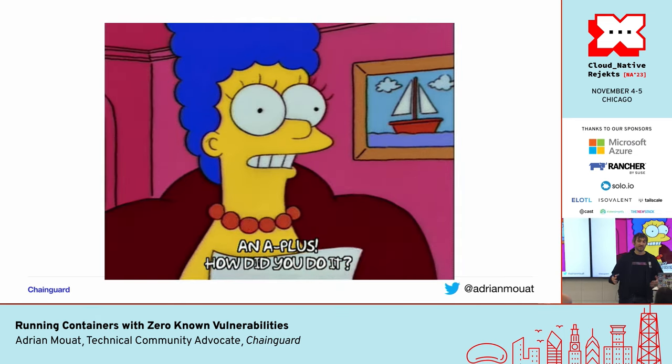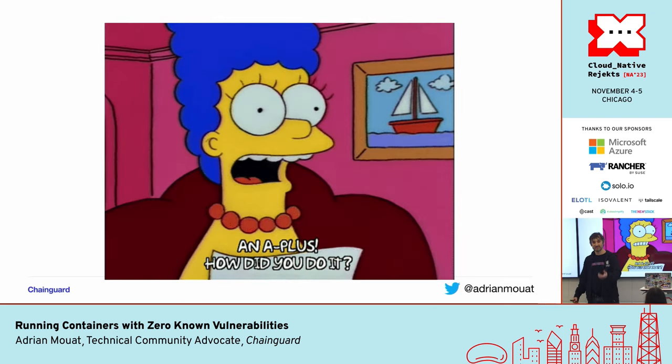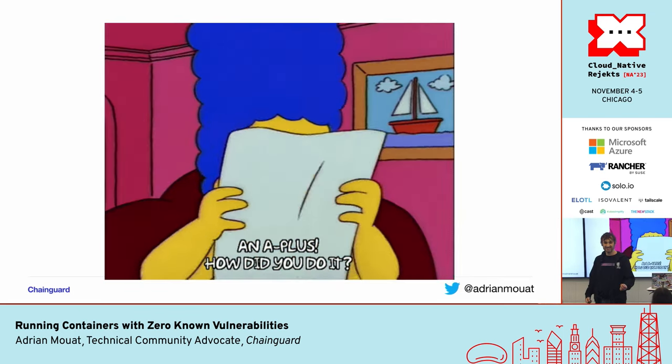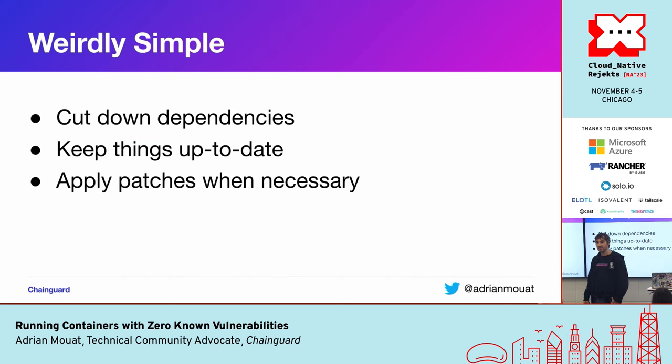So how did we get to 0 vulnerabilities? It's actually weirdly simple. There are 3 things we did. We were really aggressive about cutting down the amount of software in an image. In our images, we try to have just the packages that were required to run the application itself, without unneeded operating system components. We're really aggressive about keeping things up to date, so we're always pulling new releases. And on top of that, we apply patches in some cases and also issue security advisories.